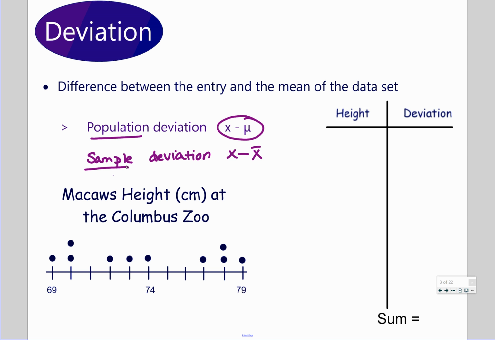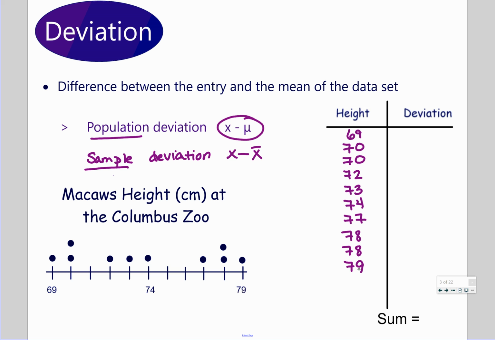Okay, so let's go ahead and just list out all the heights that we see in the dot plot. So my first one is 69, then I have two 70s. My next one is 72, 73, 74, then I have a 77, 2 78s, and a 79 are all of my heights.